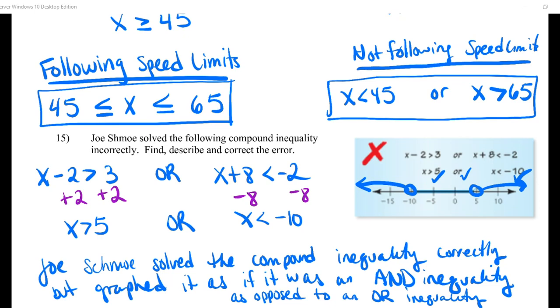Okay, so that's it for the notes for 2-5 on compound inequalities.